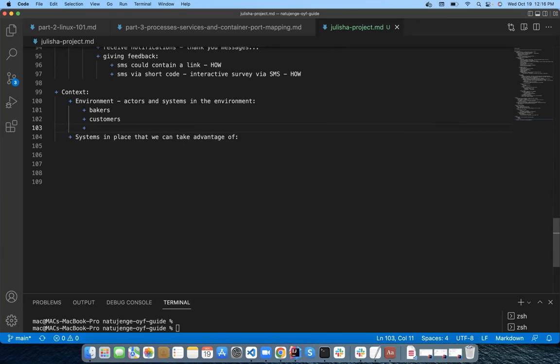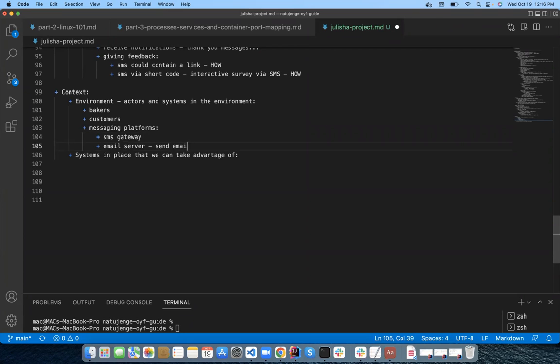So the home bakers are human actors. And then you also have the messaging platforms. In this case, as of now, we have just thought about two. We have the SMS gateway that would allow us to forward an SMS to a customer. And we also have an email server that would allow us to send emails to customers.